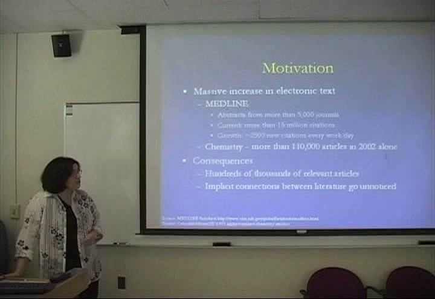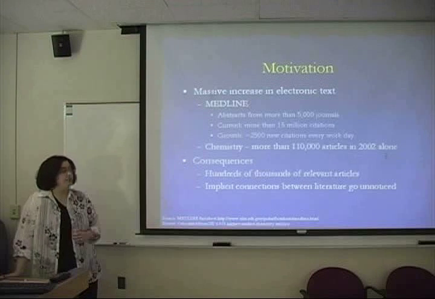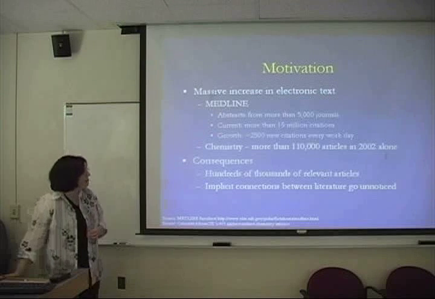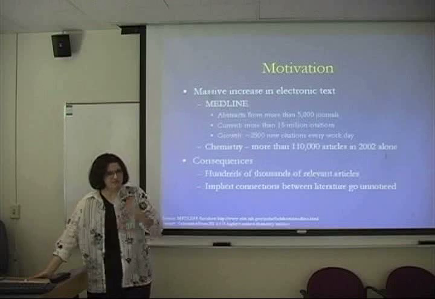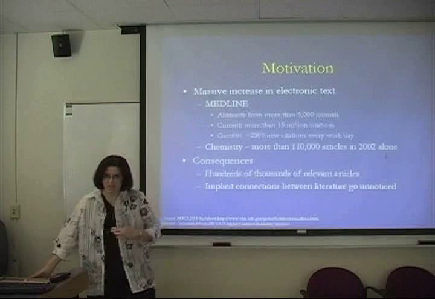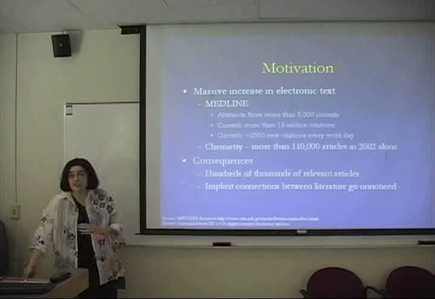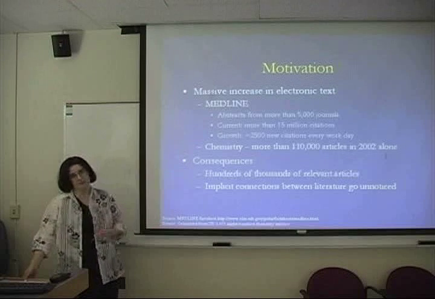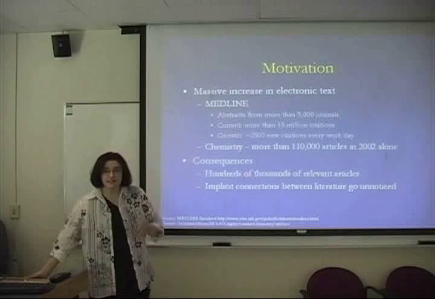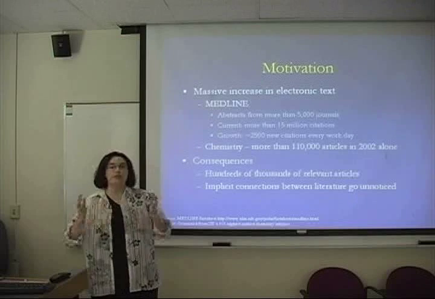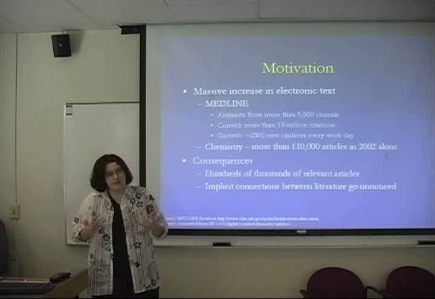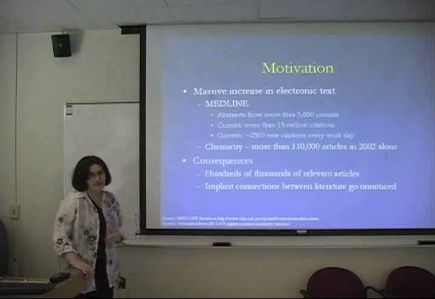Another example, in chemistry: in one year alone, there were more than 100,000 articles published. So again, we're in this environment where it's not the case that there's a small number of relevant articles that relate to your information need. The case is that there are hundreds or potentially hundreds of thousands of articles that relate to what you're looking for. The consequence of this is that there are connections within this set. Even if you could collect everything, you can't get to the implicit connections between what's in there.